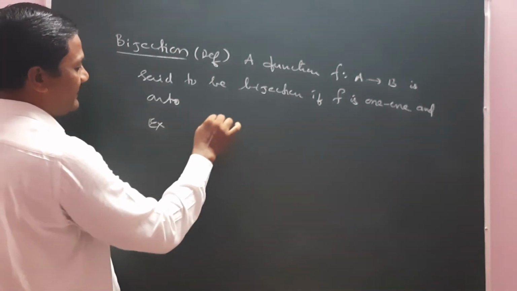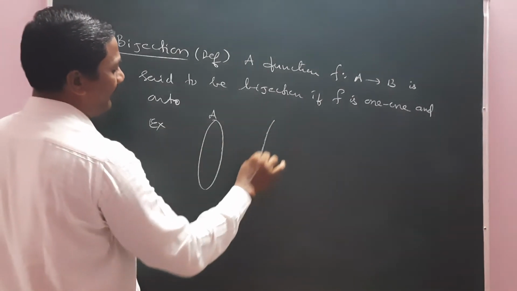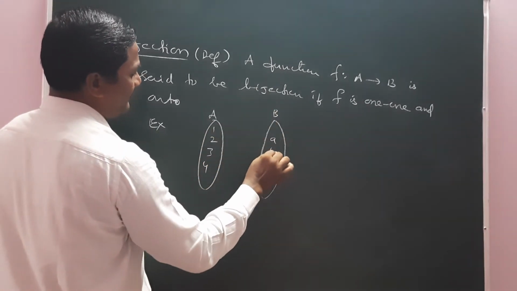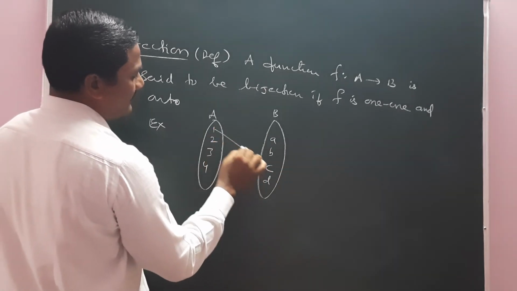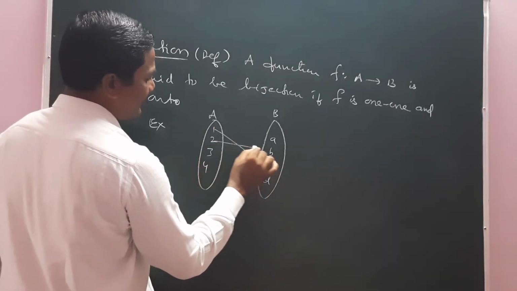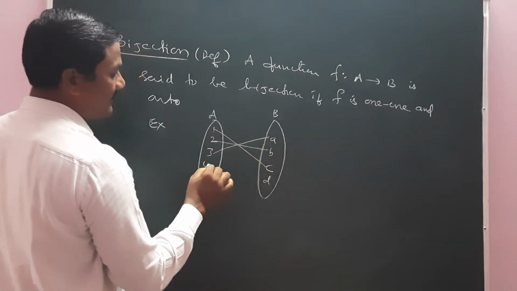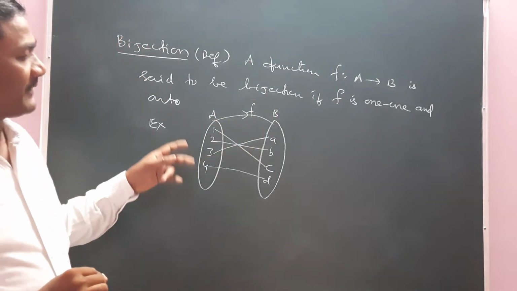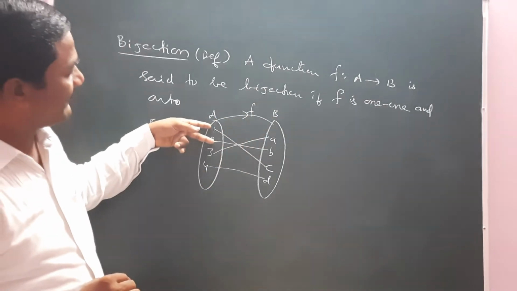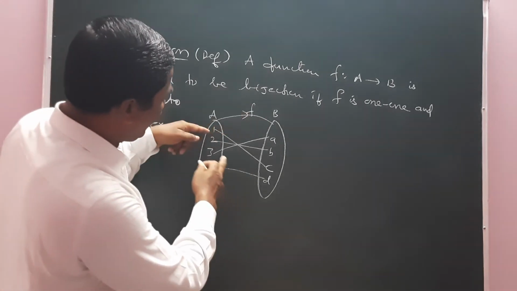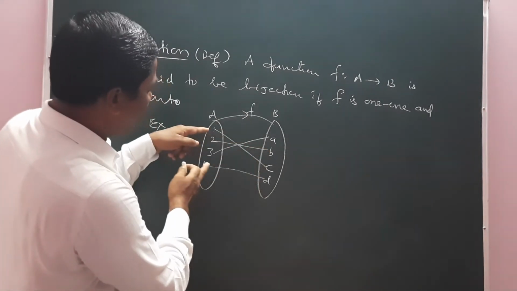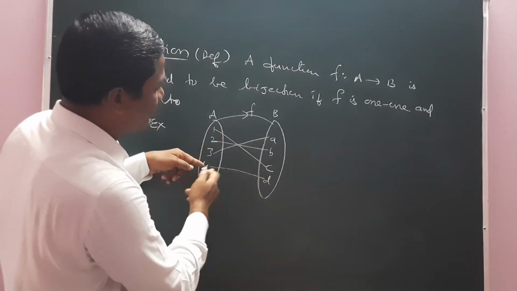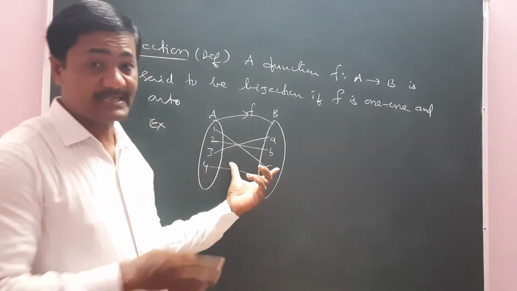Example. Here A, here B only. 1, 2, 3, 4; A, B, C, D. Here 1 is associated with C, 2 with B, 3 with A, 4 with D. Therefore, in this case, f is a mapping. Whether it is 1-1, how are we checking 1-1? Different elements in A have different images only. Different elements, different images only. Therefore, in this case, f is 1-1.